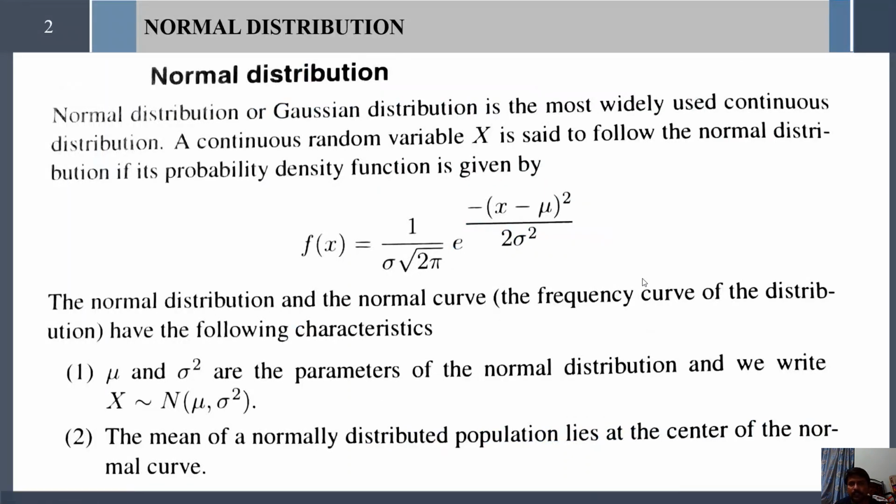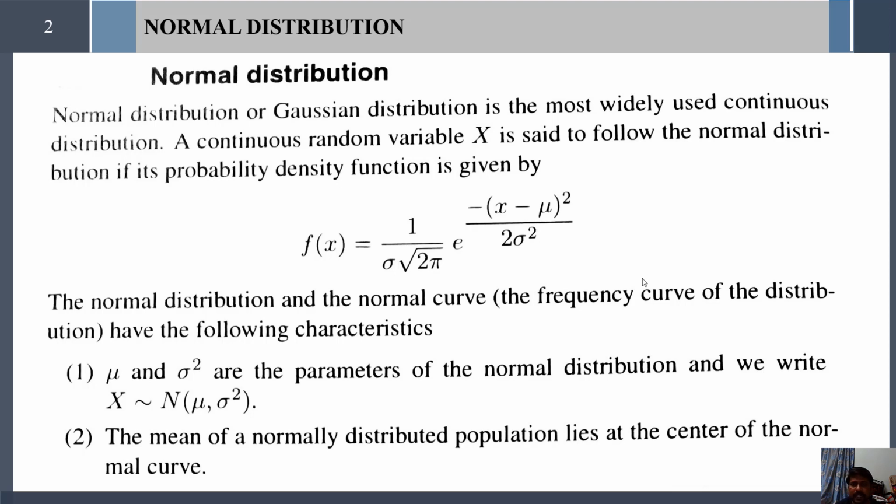First, let us come to the definition of normal distribution. Normal distribution comes under continuous distribution and it has very popular practical calculations. Let us now see the definition of normal distribution. A normal distribution, also called Gaussian distribution, is the most widely used continuous distribution.